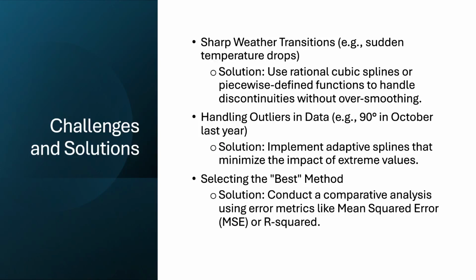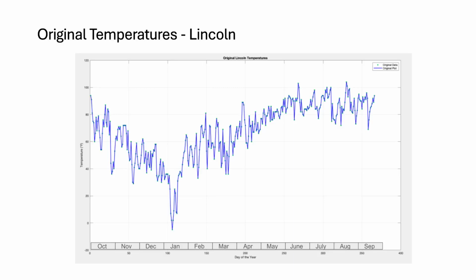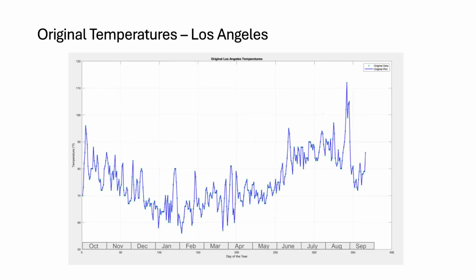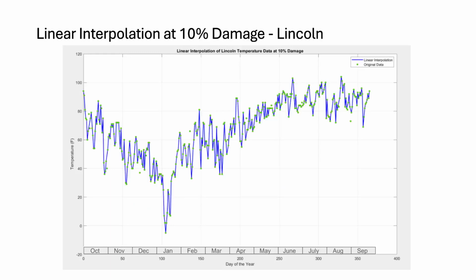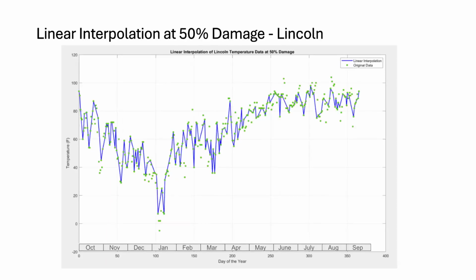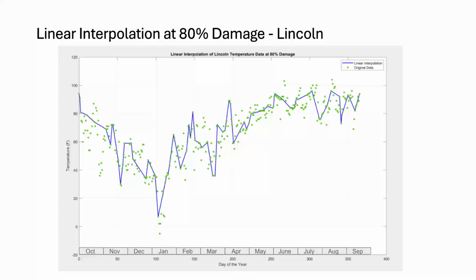And finally, to select the best method out of these three, we used the mean squared error method to compare how well these methods did against each other. So results. These are the original temperature data points from Lincoln, and next we have the original temperature points from LA. So at 10%, you can see it follows the trend pretty well, and as you go on to 50%, less of the data is captured, and then at 80%, even less is captured except the general trend.